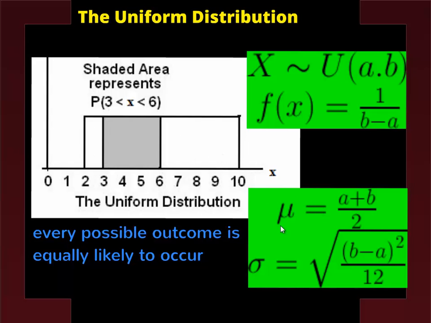Alright. We find our mean, our expected value, by taking the average of the two. So a plus b over 2. So 2 plus 10 is 12, divided by 2 is 6. So our mean is 6. And our standard deviation is just this formula, the square root of b minus a squared over 12. So 10 minus 2 is 8, squared is 64, divided by 12. I get 64 over 12. I can reduce that down to 16/3. So I have the square root of that as the standard deviation of this. So that's how we go about doing these.